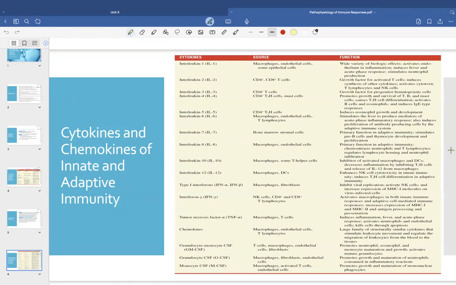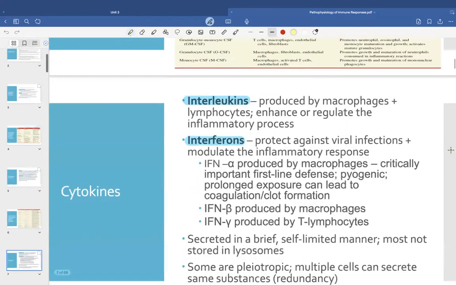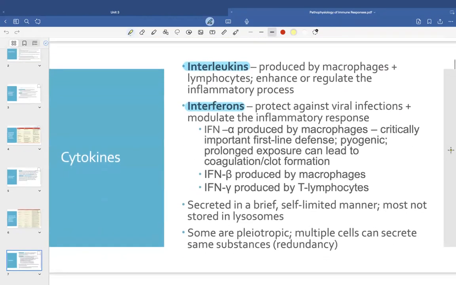So overall, your interleukins, this general information I expect you to know. They're produced by macrophages and lymphocytes. And their whole purpose is to really enhance and regulate the inflammatory process. Okay, and some have much more targeted responses. But they are an important component of our immune system.